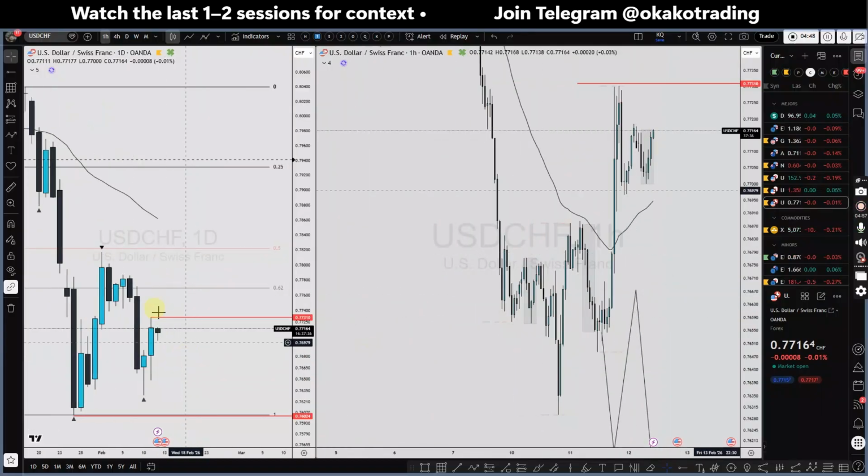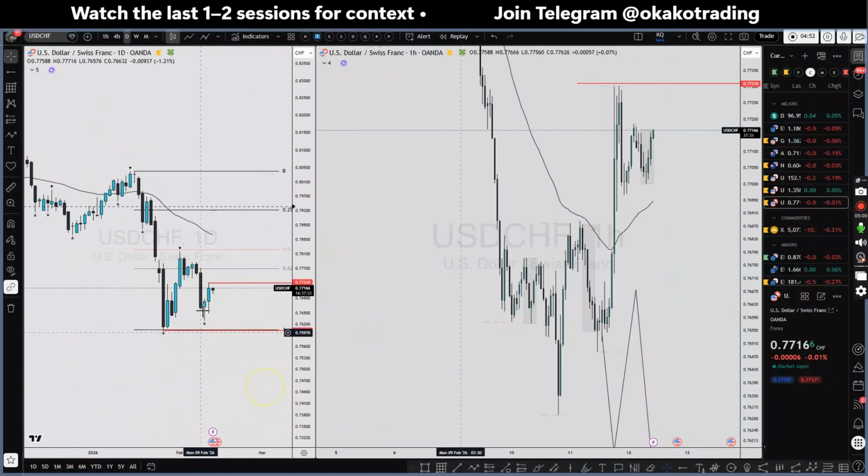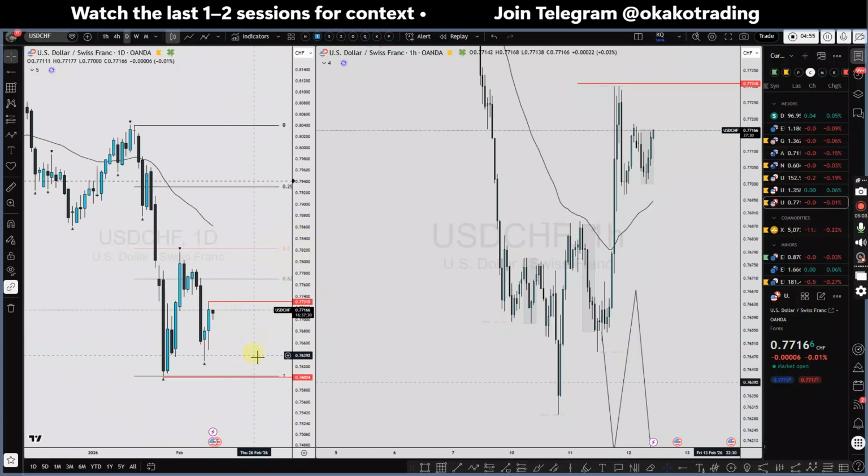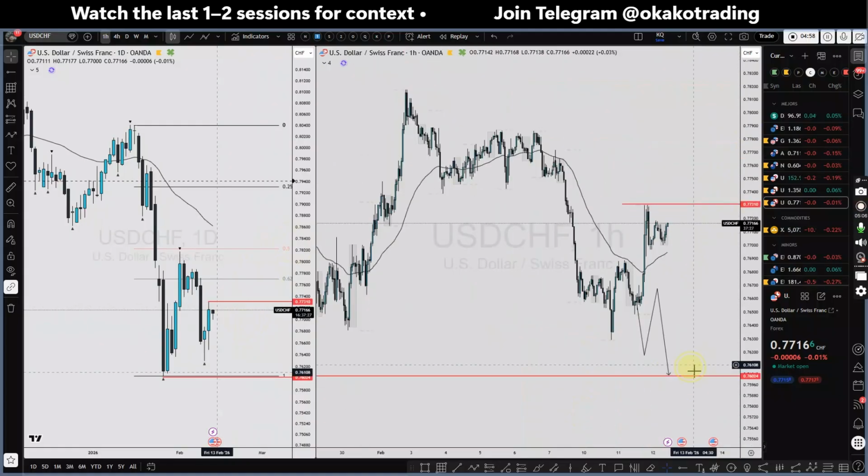Okay, USD CHF. We are just dropping from the 38.2. We can target this low, but the daily bias looks bullish. Do we have any setup here?